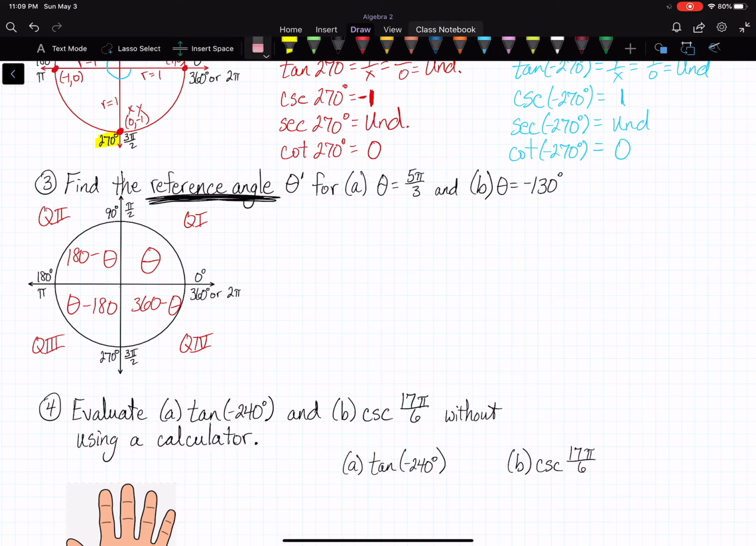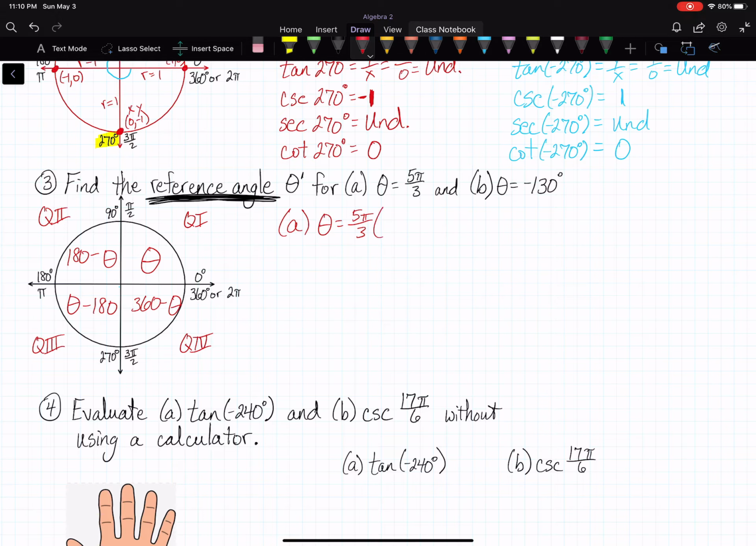So for part A, first thing we have to do is figure out what is 5 pi over 3 in degrees.